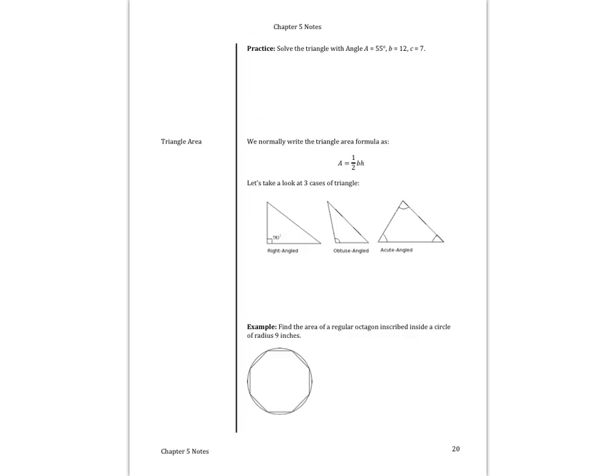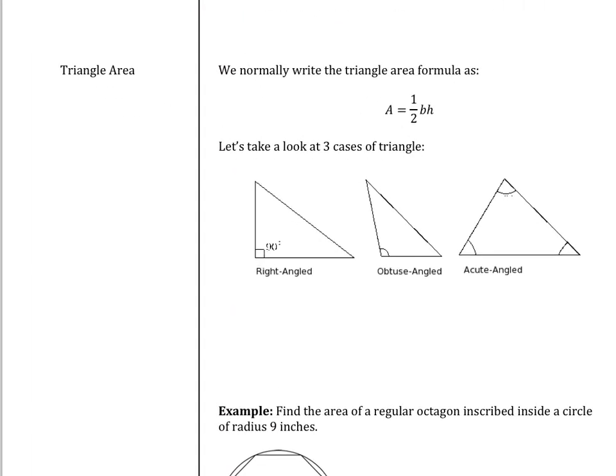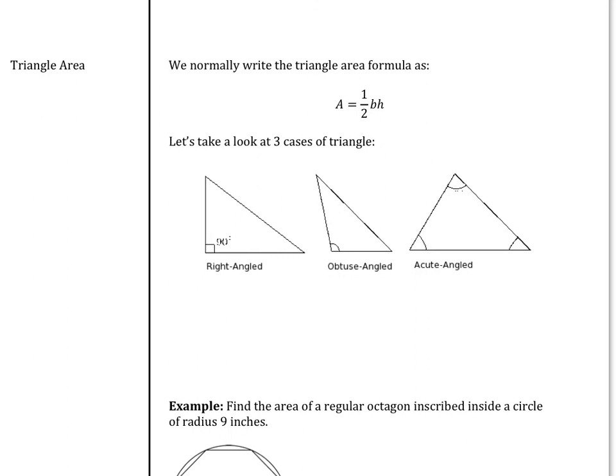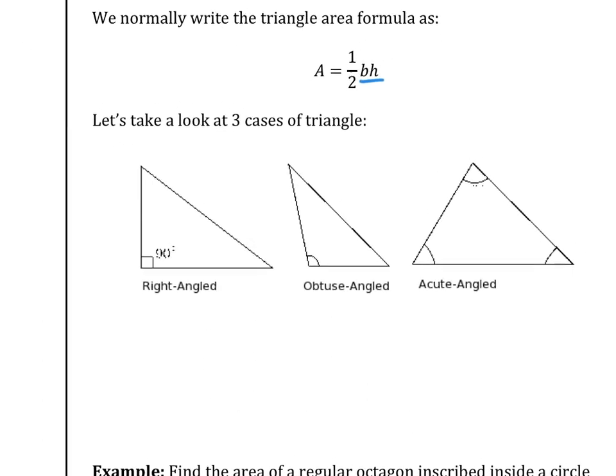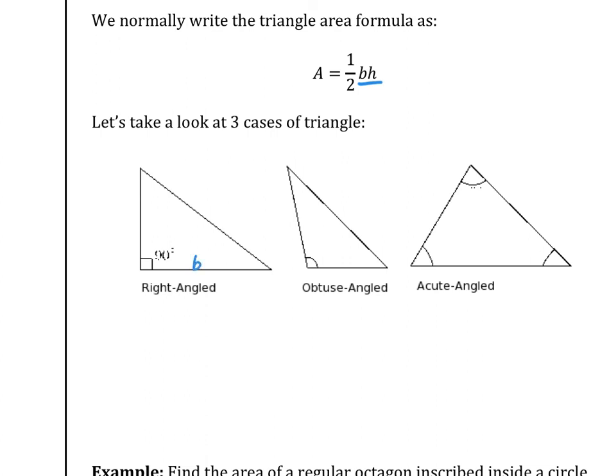The last part we're going to do is finding triangle area. So we usually write the area formula as 1/2 base times height for a triangle, where base and height have to be perpendicular to each other. So for example, if we have a right triangle like this, then the base is here and the height is here, and they have to make a 90 degrees.